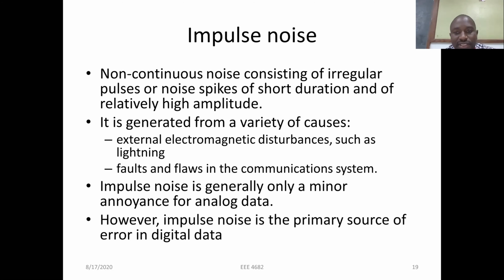Now, impulse noise is generally only a minor annoyance for analog signals, and its effect may not be so bad for analog signals. However, if you talk of digital signals, impulse noise is the primary source of error in digital data, because that impulse can change a 1 into a 0 and a 0 into a 1. That's why impulse noise is quite a primary source of error in digital communication.